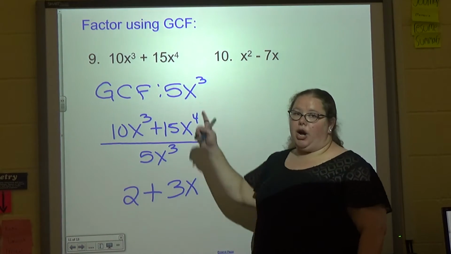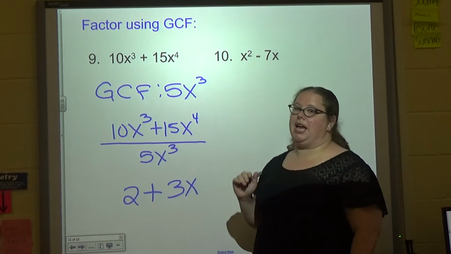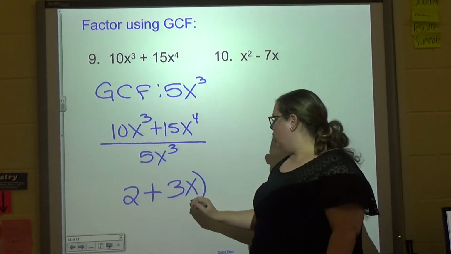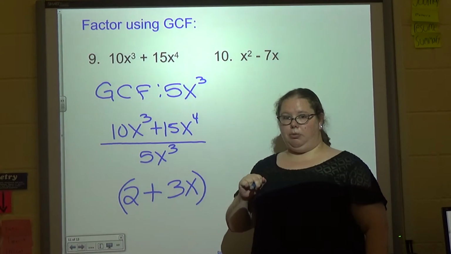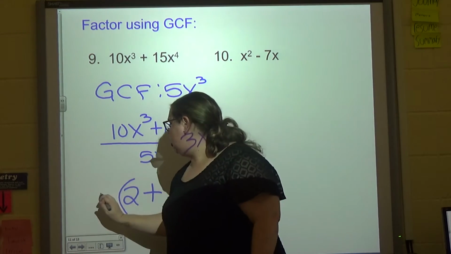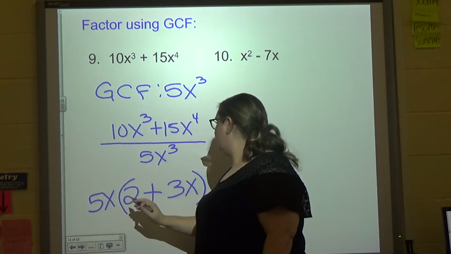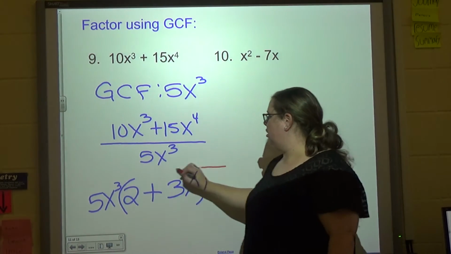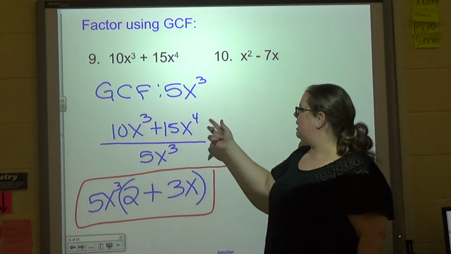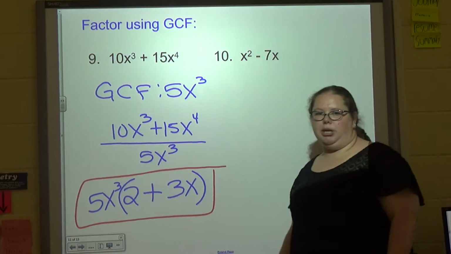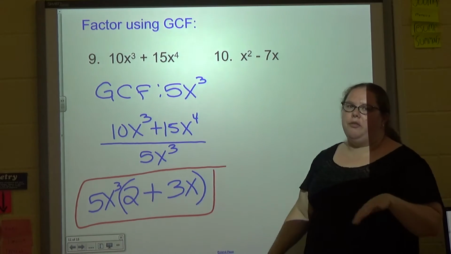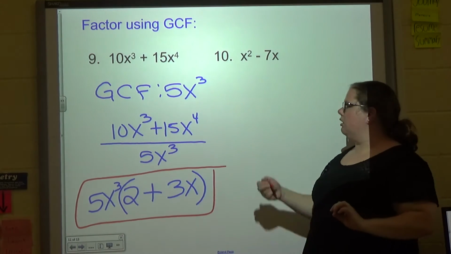Now, this is an expression, not an equation, so we can't just magically divide. Remember, it's a reverse distributive property. I want this to look like a distributive property, so now I'm going to put my GCF on the outside. And that's the answer. We just factored by pulling the GCF out of that binomial. Let's do another one. This one I like to go over because it's so simple it's difficult.